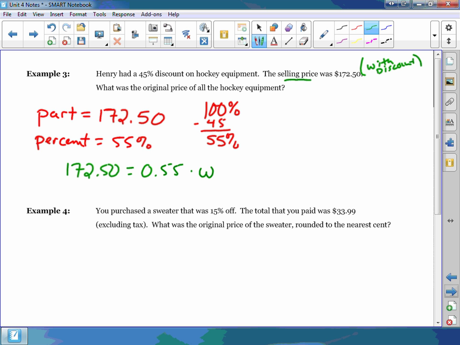Marion? 313.64? Yeah? So the whole amount, or the original, is about that right there.